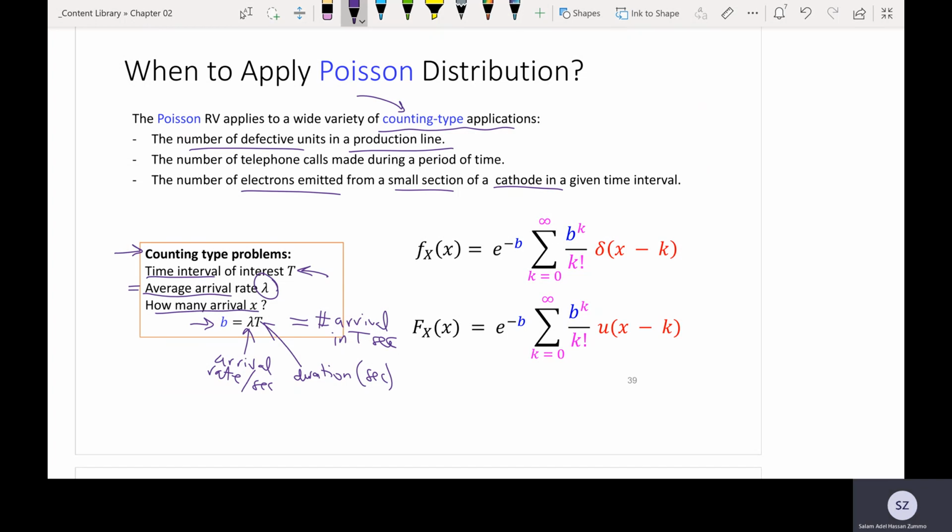After that, I ask you a question. For example, if I watch for 5 minutes, what would be the probability that I have 2 arrivals? Then we apply the Poisson distribution. It would be the probability of X equal 2, and then we apply this formula. We'll give an example. Let's have an example, it will be more clear.